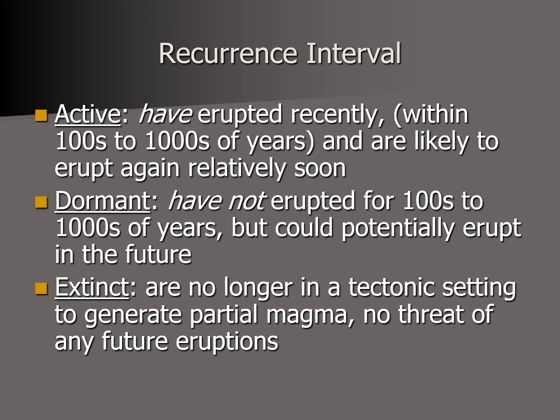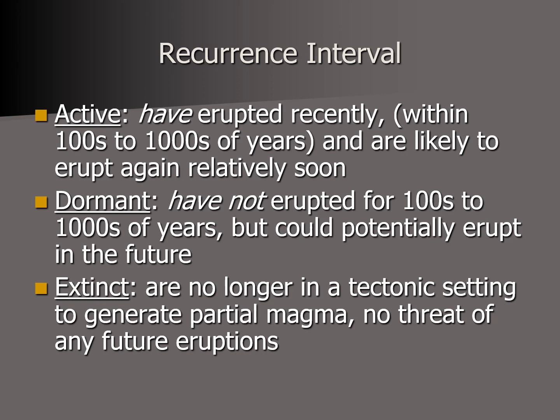Okay, dormant. It's dormant if it has not erupted for, say, hundreds to thousands of years, but could potentially erupt again in the future. I would say Mount Mazama, where Crater Lake is, that's a caldera, that's probably dormant. It erupted about 7,000 years ago, but there is still a subduction zone offshore, so it could erupt again in the future. And we're not going to call that volcano extinct until it's no longer in a tectonic setting to generate partial magma, no threat of future eruptions.